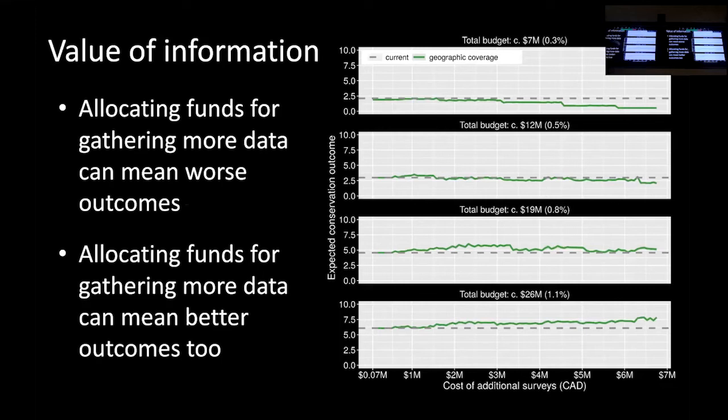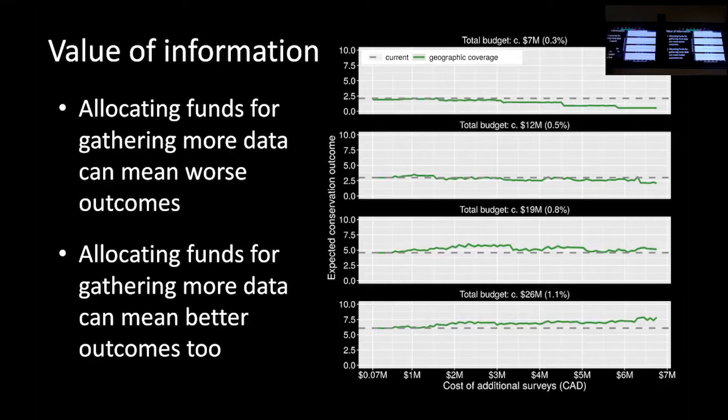The reason for that is here we're spending $7 million on our surveys, and our total budget is just over $7 million. So we're spending the vast majority of our funding on collecting new data, as opposed to leaving very little left over for implementing conservation actions. So naturally we get a worse outcome. Here we've got a much higher total budget, so the same strategy of sampling everything can actually be much better.